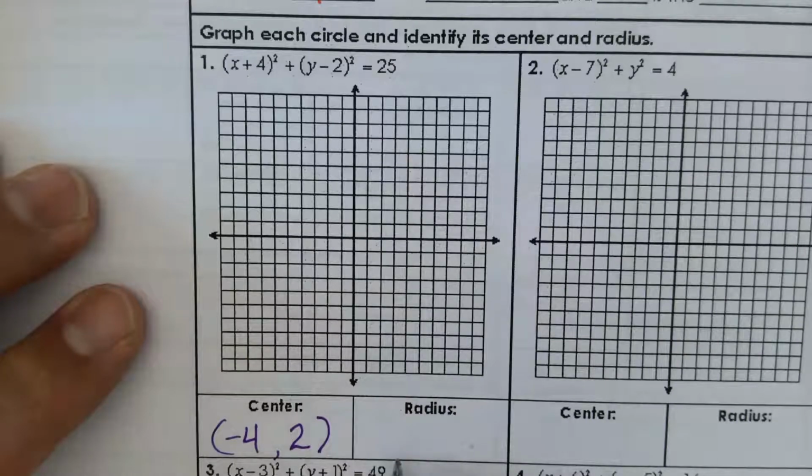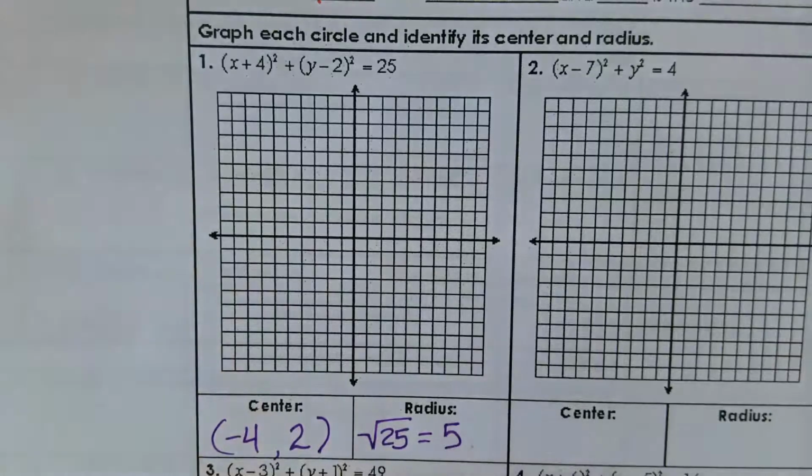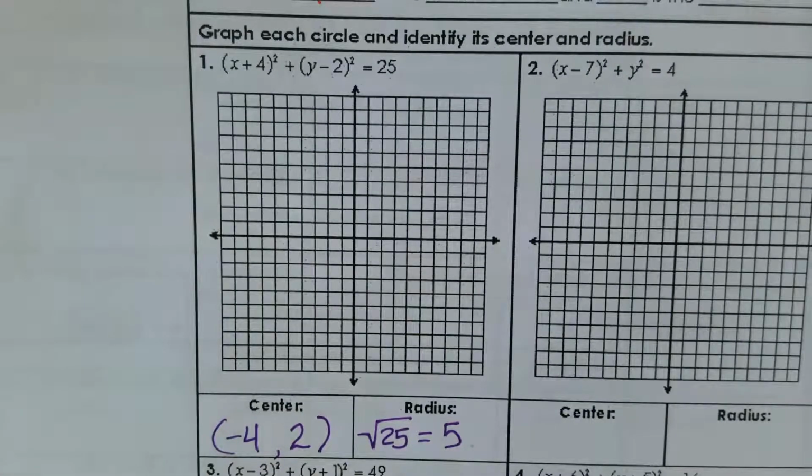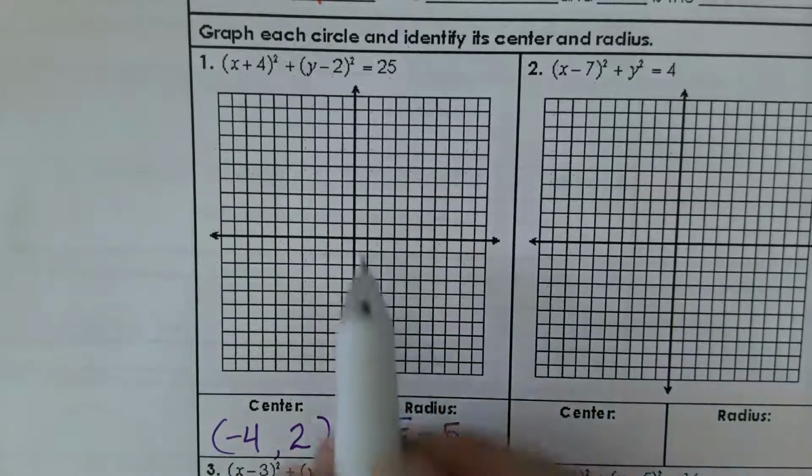And what's the radius? It would be the square root of whatever's expressed there. So the square root of 25, which would be 5. With those bits of information, I should be able to plot this. My center is -4, 2.